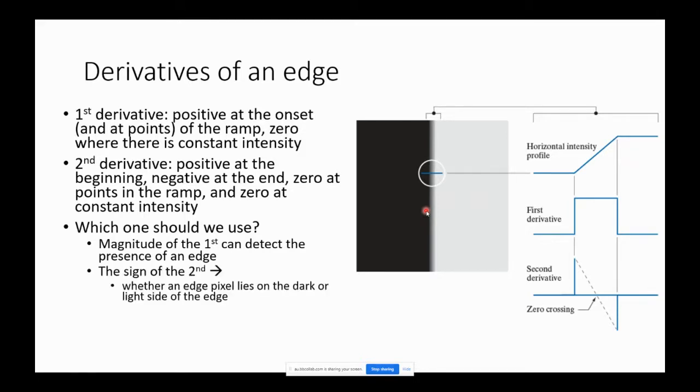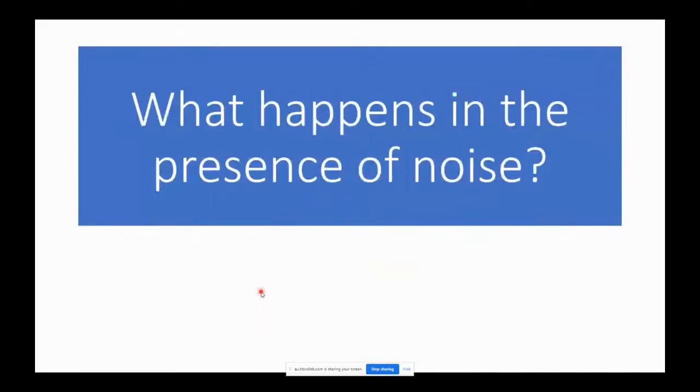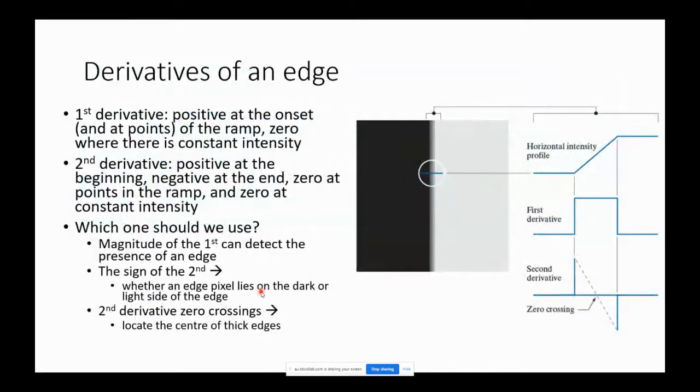And we're going to use the sign of the second derivative to detect whether an edge pixel lies on the dark or the light side of the edge, and the second derivative zero crossings to locate the exact center of the edges. Okay, so that's all there is to the detection of points, lines, and edges.